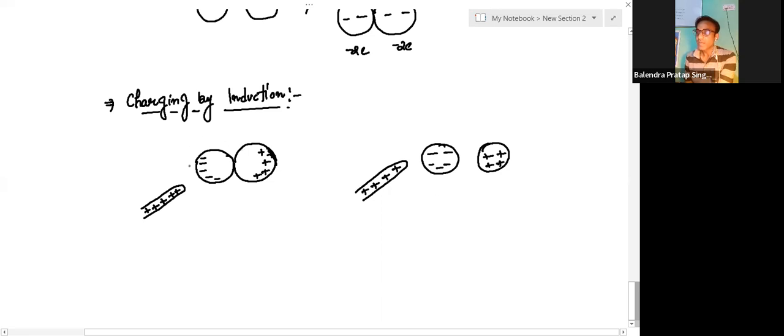So this complete body, which was neutral before, when you put a charged rod very close to this two sphere body, then what happened? Basically you charged one sphere with negative and another sphere with positive charges. In this way you can charge a body by induction. Is it clear? So this is another method, charging of a body through induction.